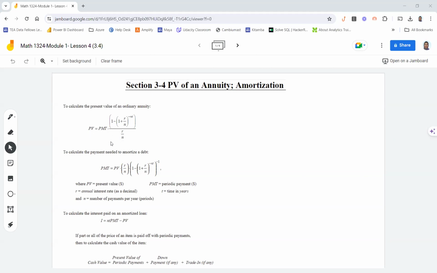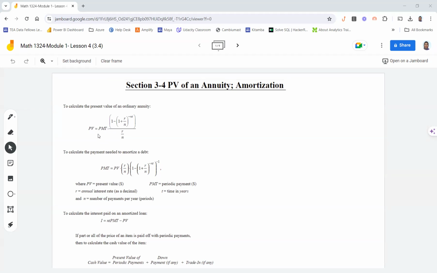This is the formula that we have seen before, but with different parts. In the previous section, this was future value, FV, but now they changed it to PV, which is the present value. And this is still our PMT, periodic payments. At the top, we have 1 minus parentheses 1 plus R over N to the power of negative NT, divided by R over N.